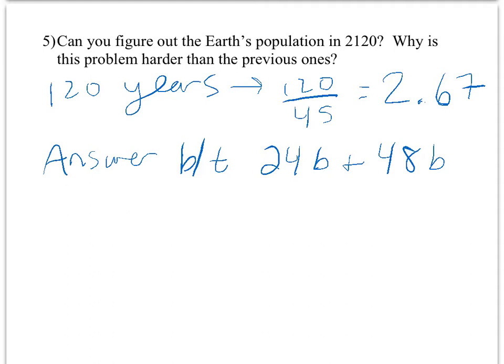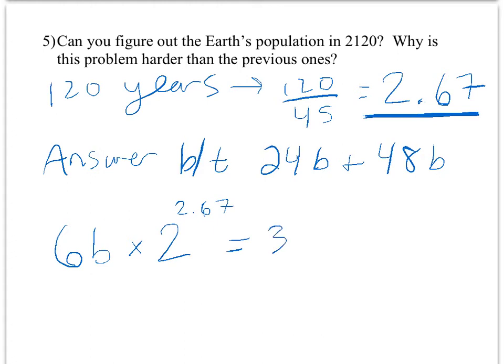So let's do the same thing we did in the last problem, where I started with my 6 billion and I said, okay, I'm going to double it so many times. And the last time I doubled it 20 times because 45 went into 900 20 times. So this time I'm going to raise it to the 2.67. And let's see what I get. 6 times 2 to the 2.67, and I get 38.19 approximately billion people.